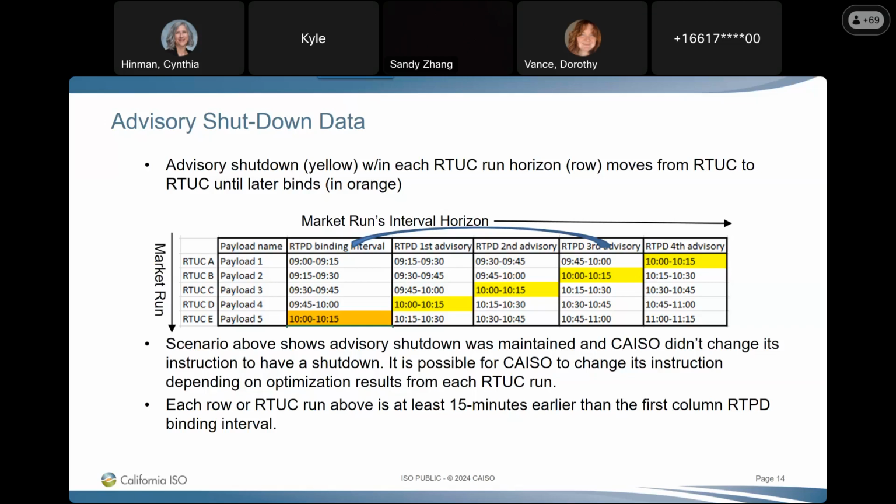So we're no longer in the advisory period anymore. It's now a binding instruction. You can also see in this example, this shutdown instruction was maintained throughout all of the intervals, and the ISO didn't change its instruction. The bullet below the chart says it is possible for the ISO to change that instruction, and then of course the flag would be reset.